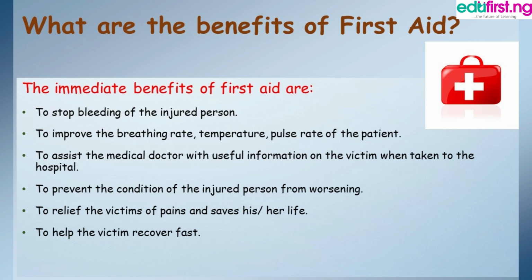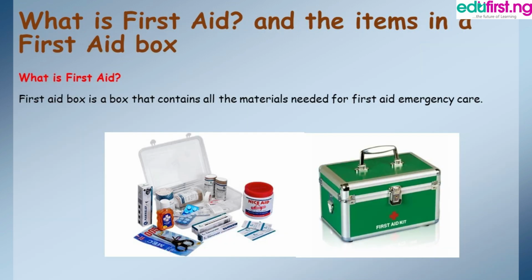What is a first aid box? A first aid box is a box that contains all the materials needed for first aid emergency care. I'm sure we've all seen a first aid box before. Basically, maybe during our inter-house sports, we have it on standby for anyone who gets injured during such an activity.